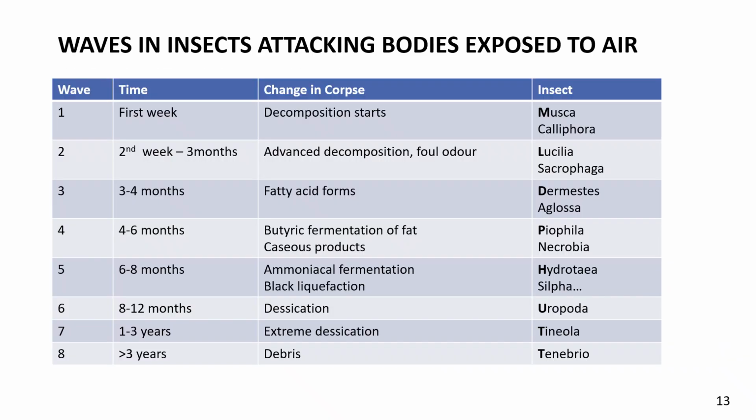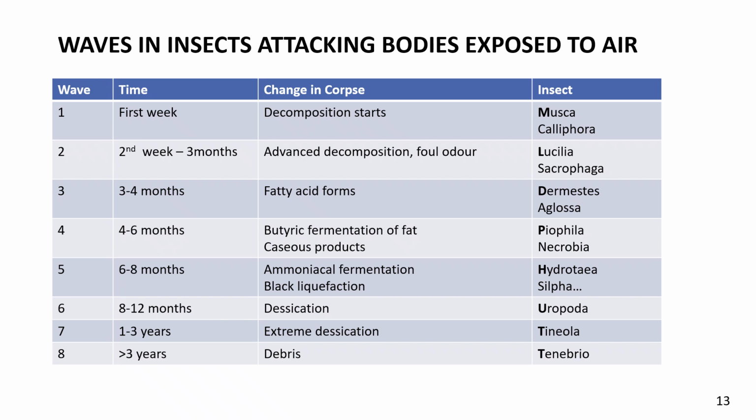These are the waves of insects attacking a body exposed to air. The first wave is in the first week, where decomposition starts. I have just mentioned two insects for easy remembrance: Musca domestica and Calliphora. The second wave occurs in the second week to 3 months. Here it depicts advanced decomposition where foul odor begins, and the insects we see are Lucilia and Sarcophaga.